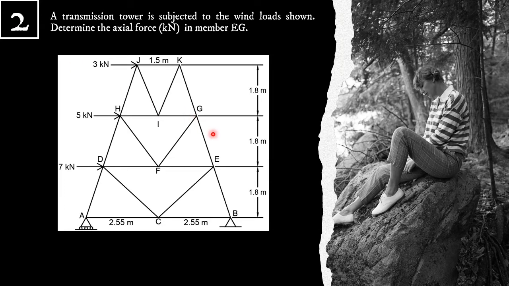Next, determine the axial force in member EG. How are we going to cut the truss? We're going to cut the truss this way and call this plane BB. We reveal the forces in the cut members and assume them to be in tension. We have force DH, force DF, force EF, and our interest, force EG.